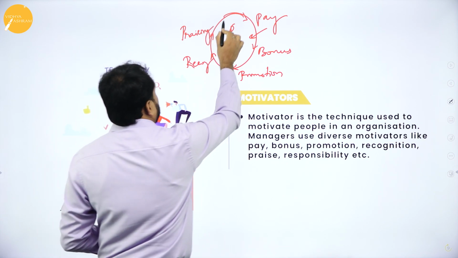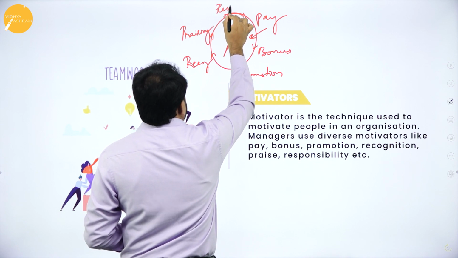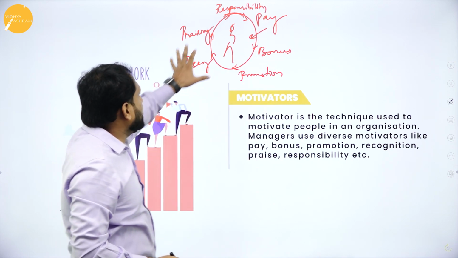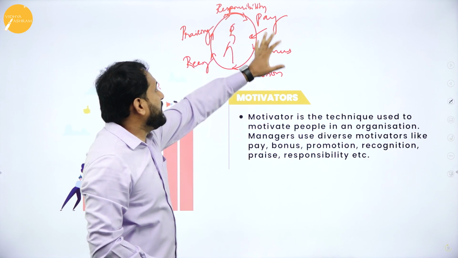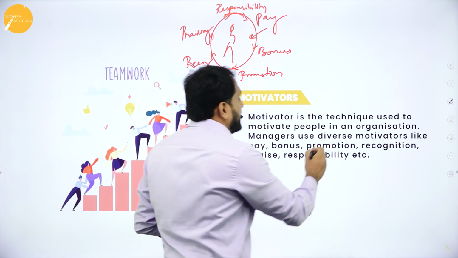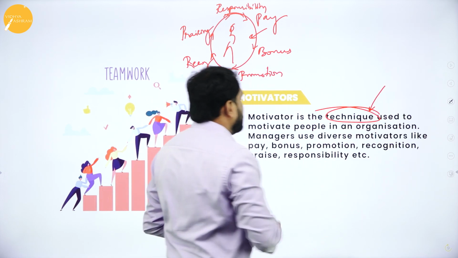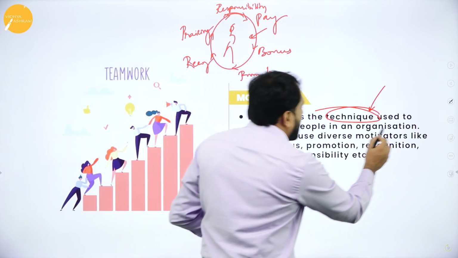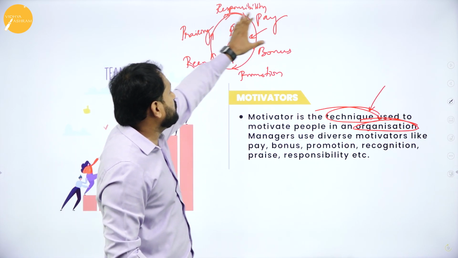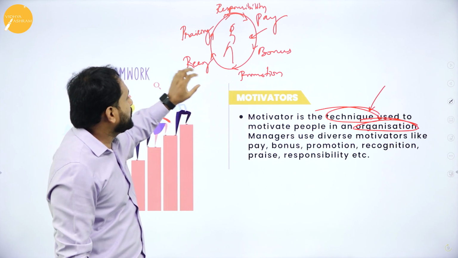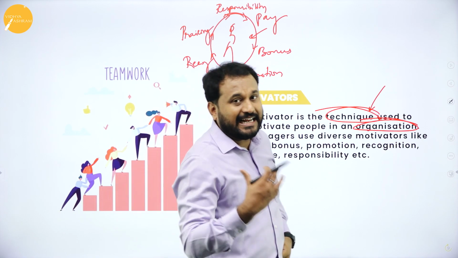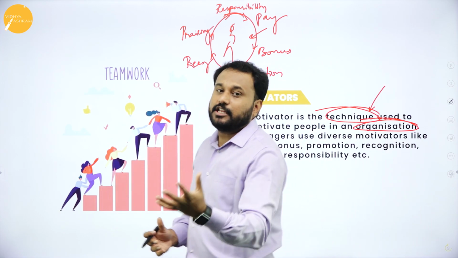And there are again a few people who go with what? You give them more responsibility, and they'll work for you. Now, these are the motivators, right? These are the parameters called motivators. A motivator is a technique used to motivate people in an organization. So, in an organization, how will people get motivated? Through these: pay, bonus, promotion, recognition, praise, and responsibility. That is the technique used to motivate the people in the organization.